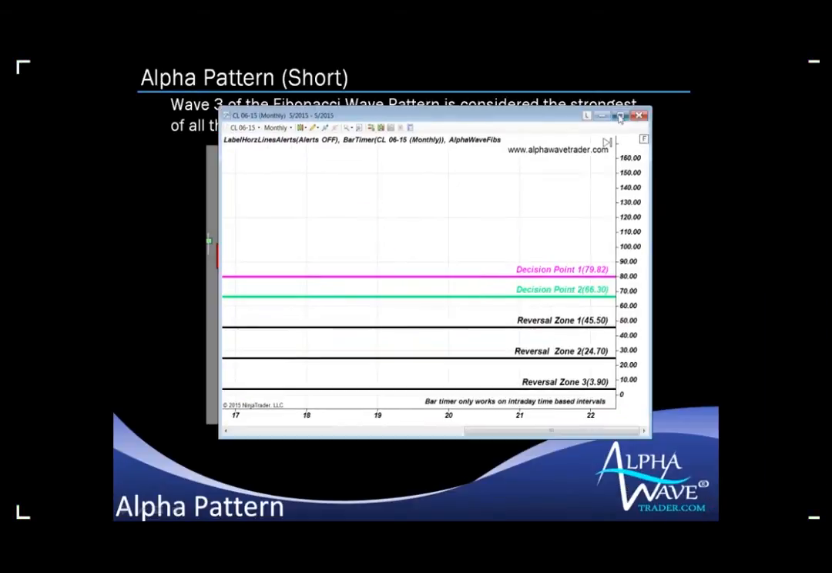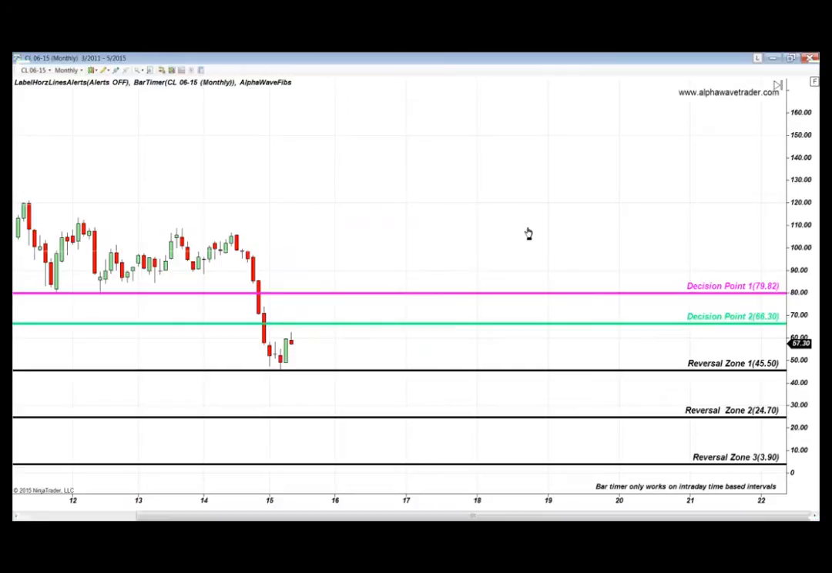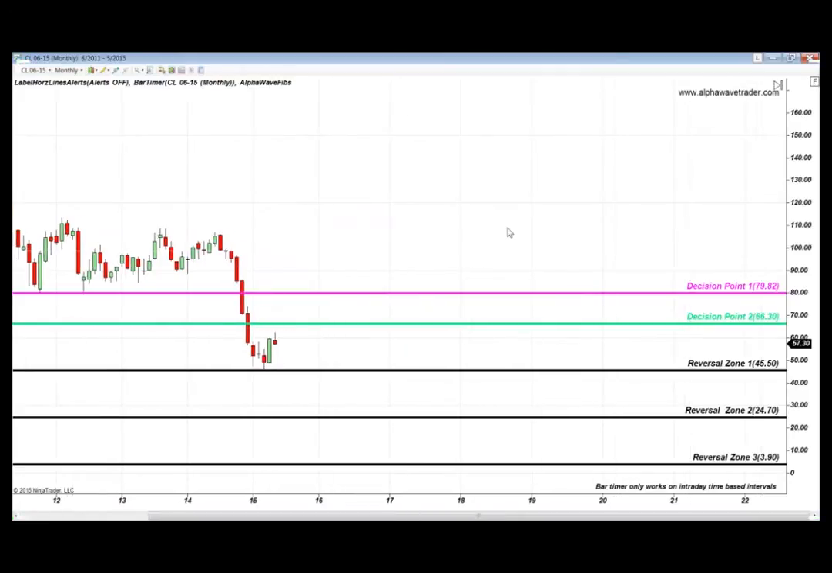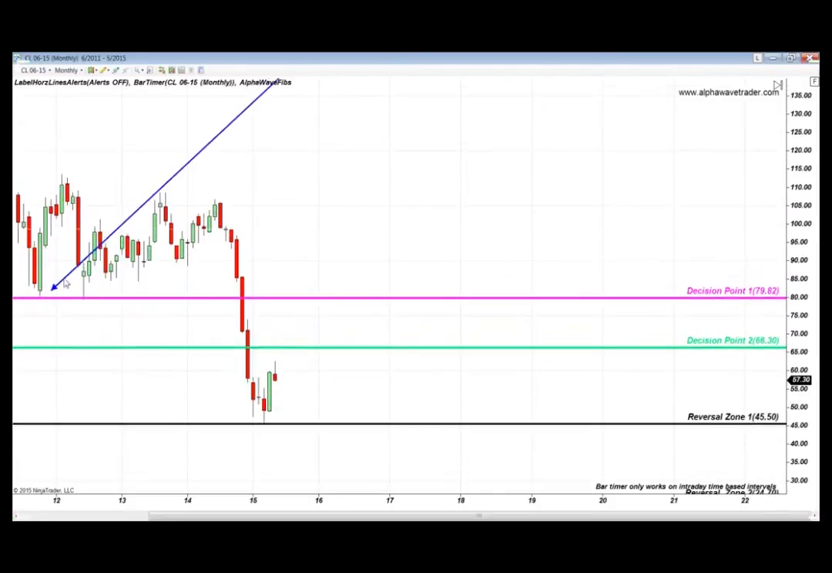So here's the structure on oil, and this is what I teach in the Fibonacci class. How magnificent is price? Since 2011, oil spelled out, respect decision point 1 to the downside. Remember the bullish rally and where it came from? The end of the minor trend, decision point 1 had been reached. Sellers struggled for the next few years to break this level.